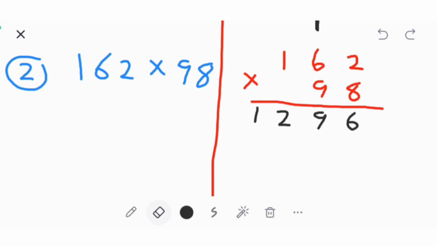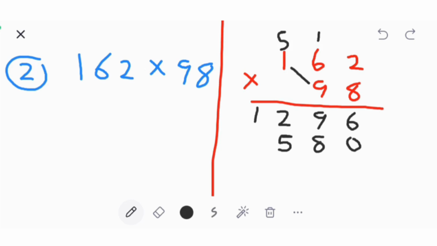Before you use 9 to multiply, what do you do? You have to put a 0 here. Now 9 will visit all its friends at the top as well. So 9 will visit 2. You do 9 times 2, which is 18. Write down 8, put 1 on top of 6. Then 9 visits 6. You do 9 times 6, which is 54. Plus the 1 on top, you have 55. Write down 5, put 5 here.